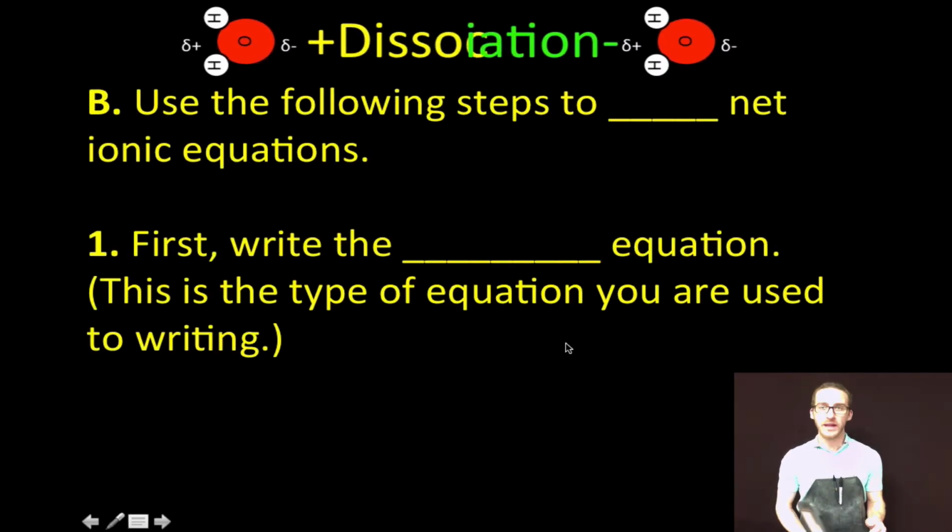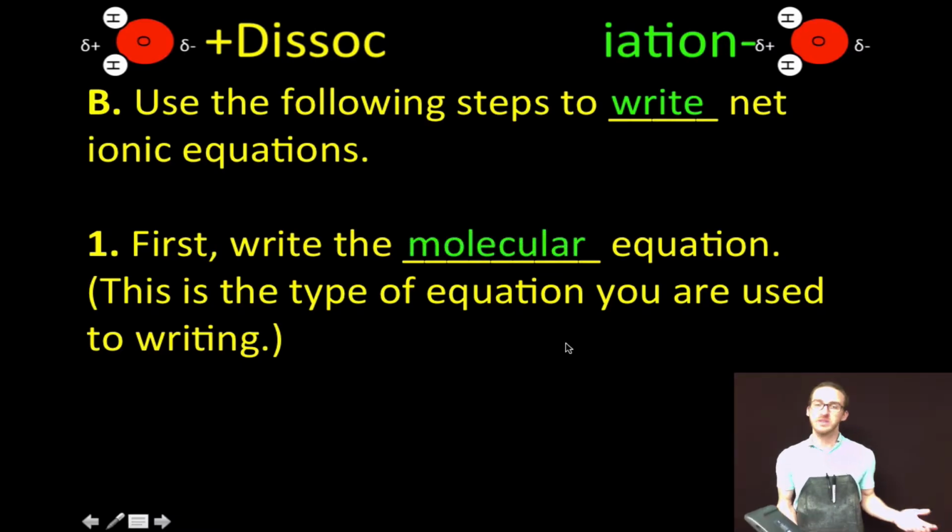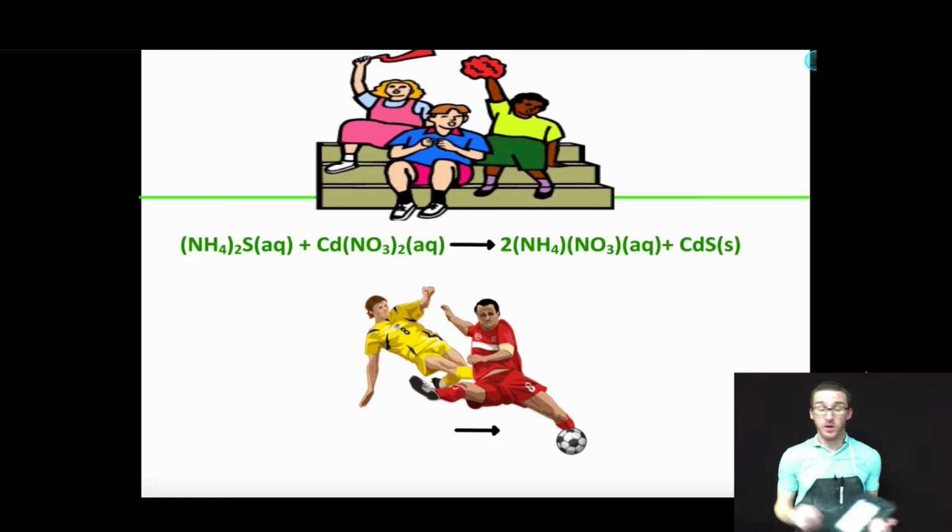All right, let's practice writing a net ionic equation. First, what we're going to do is write the molecular equation. This is just the type of equation that we're used to writing. All right, as you take a look at the example in your notes, we've got the reaction between aqueous ammonium sulfide and cadmium-2 nitrate to form ammonium nitrate and solid cadmium-2 sulfide. That's our molecular equation, like you know and love them.